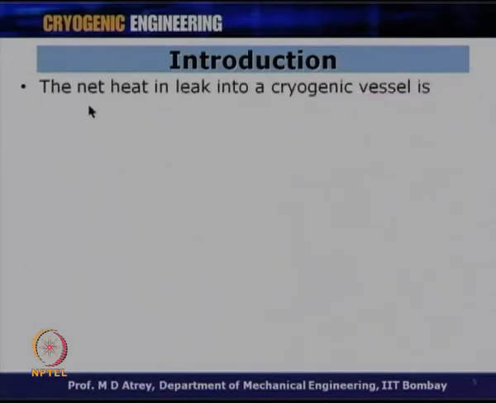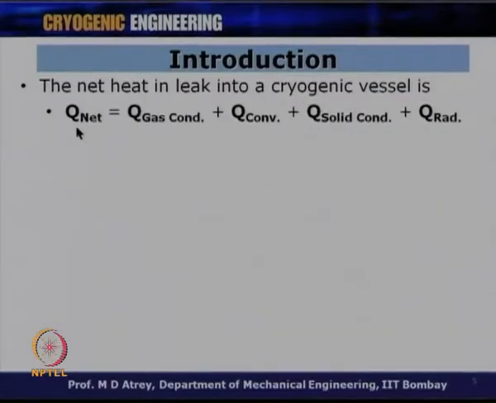We know that the net heat inlet into a cryogenic vessel is due to various modes of mechanism of heat transfer. So, I can write Q net, the net heat inlet in a cryogenic vessel will be because of Q gas conduction, Q gas convection, Q solid conduction and Q radiation. This is also we have seen in cryogenic insulation. And if I produce good vacuum, the gas component can be completely ruled out. It will not be present over there.